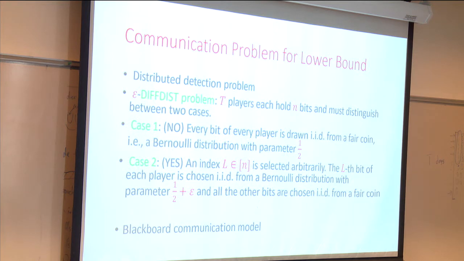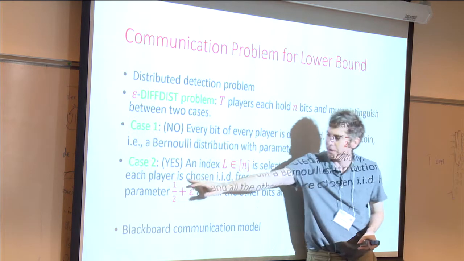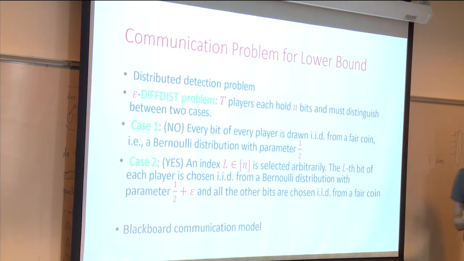Okay, so this is a distributional problem. The no case, all the entries in this matrix are independently uniformly random. And in the yes case, we choose a column L, and we put a biased bit there. Okay, so here's the lth column, and this bit is more likely to be 1. And all the other columns are uniformly random. So in this lth bit, the parameter epsilon is involved, so the bias from a half is epsilon.